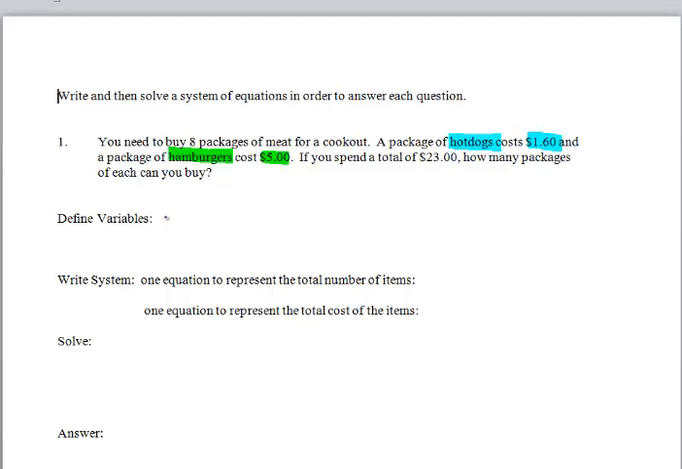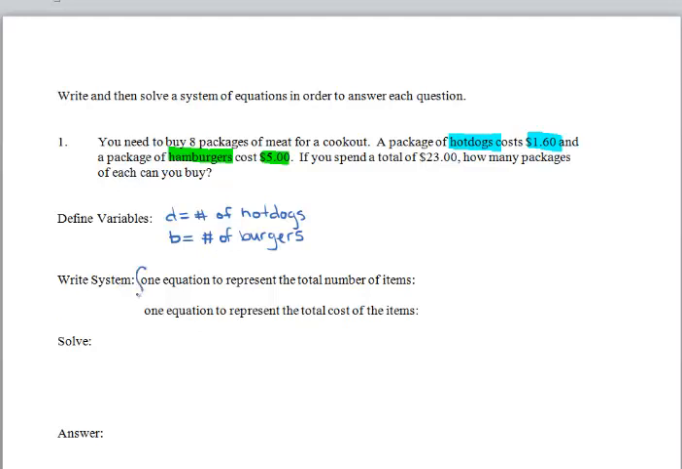I'm going to always use variables that make sense. I can't use H in this case because they're both H. So I'm going to choose to use D for dogs, or the number of hot dogs. And then for burgers, I'm going to use B for burgers. So in any word problem, you're trying to figure out what are the two different items. Those become your variables.